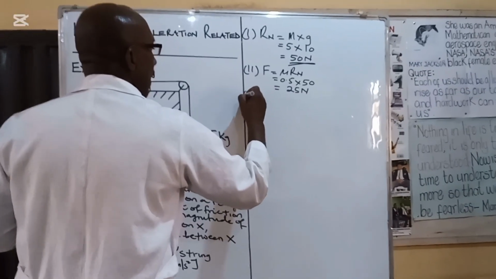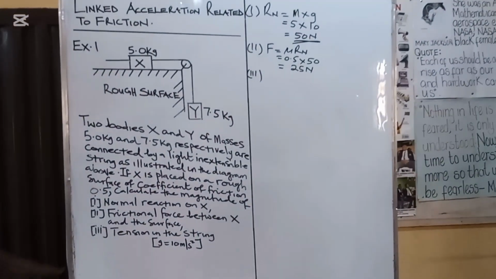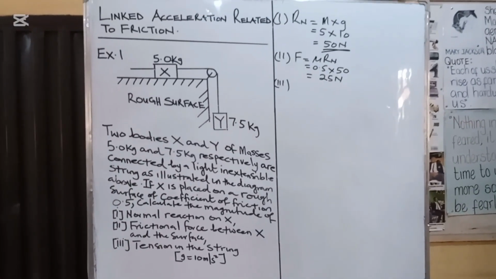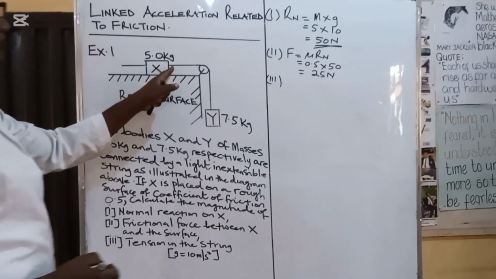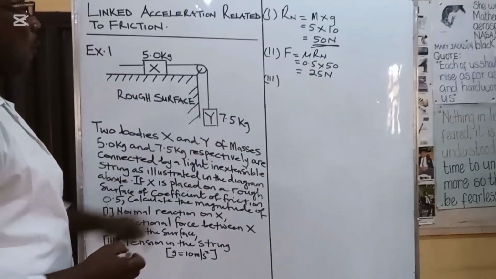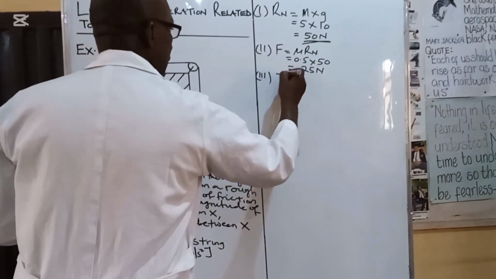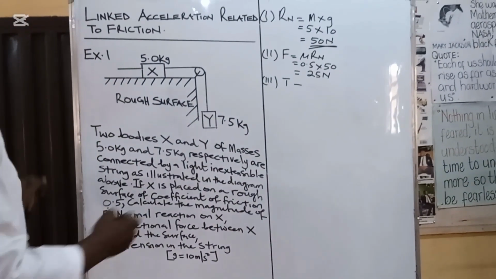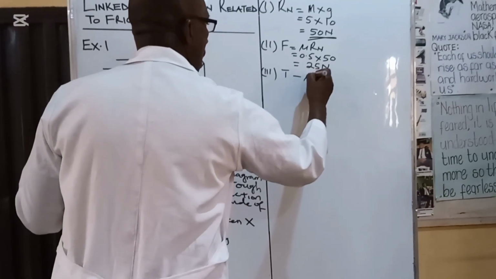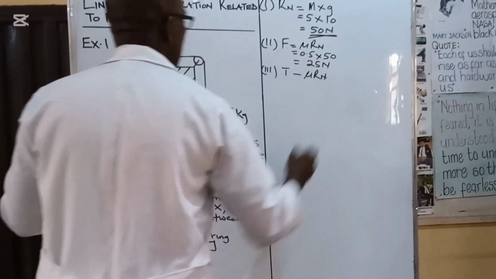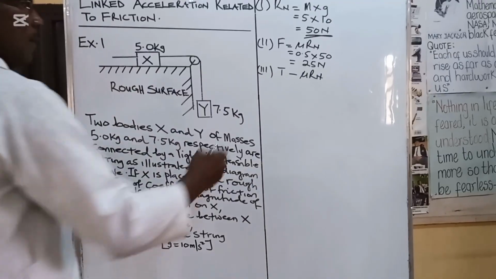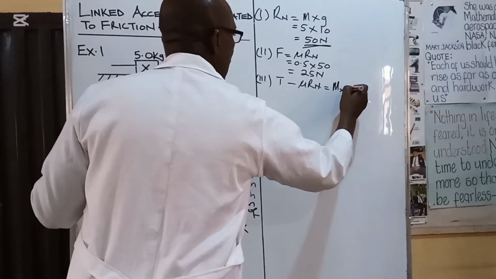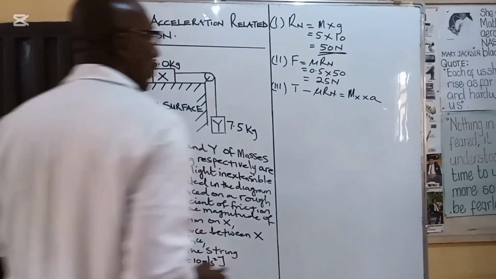So we'll go to number 3. They said the tension in the string. Are we there? We know that the tension on this string will be pulling towards the right. So I'll have T minus the frictional force, which is mu Rn, is equal to the mass of x, mx, times the acceleration of the string. Are we there?